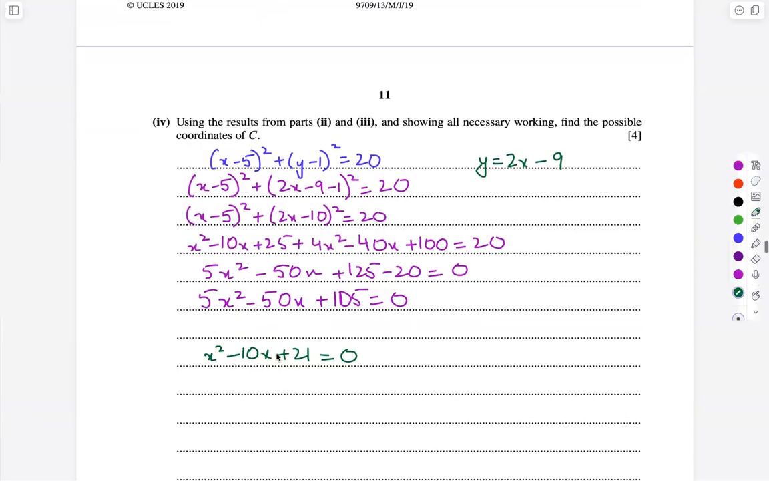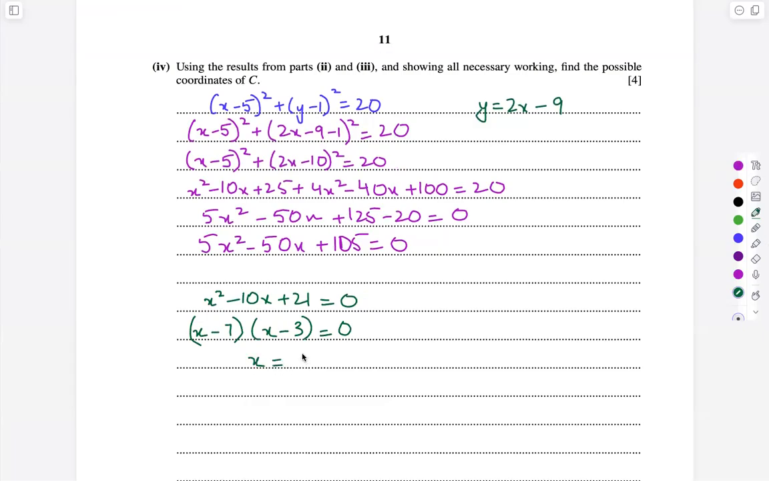We can use our calculators now to solve this quadratic equation, or we can just factorize it by using the factors 7 and 3. So this will become x minus 7 and x minus 3 equals 0. So the two values of x will be x equals 3 and x equals 7.